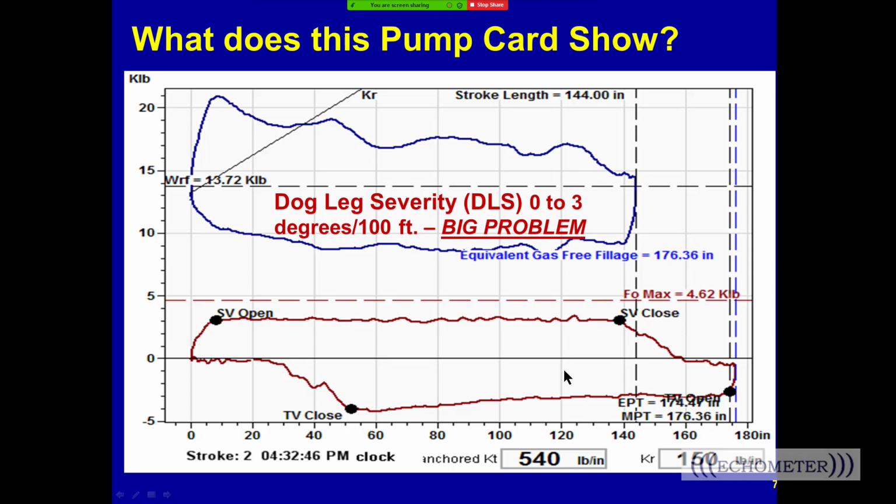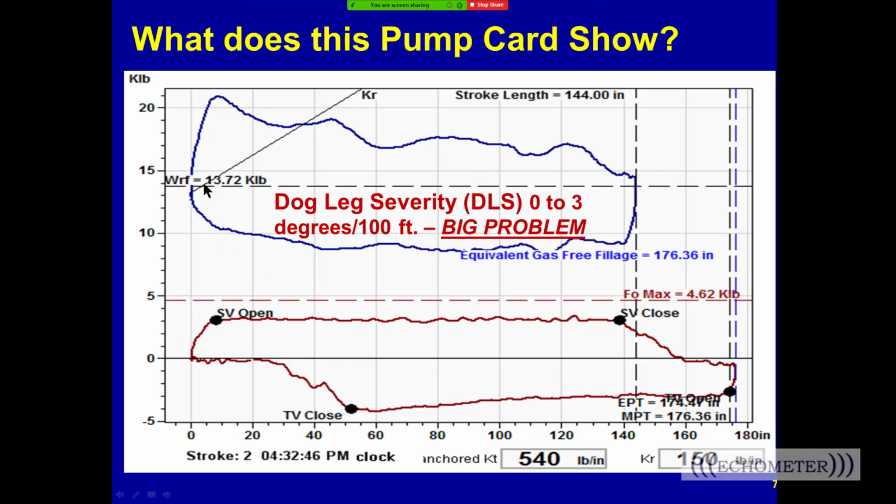Now, this is a slide that starts to introduce some sticking. This pump card shows a downhole problem, and there's no production at surface in this well. And the pump card looks like an upside down shoe.